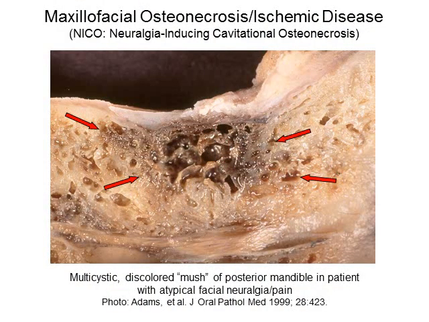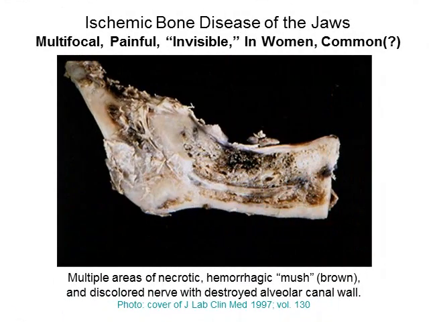This is what a cavitation area can look like. They can be caused from different things, but this is a dead area of bone in the jaw, and oftentimes this causes a typical facial neuralgia or pain, which Dr. Bouquot coined as a NICO, neuralgia-inducing cavitational osteonecrosis, which means a dead bone that's causing pain. You can see that this person was edentulous, and yet you see multiple areas of necrotic bone where there wasn't good blood supply to it.